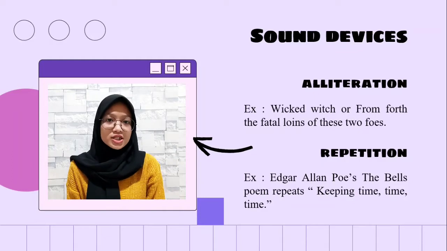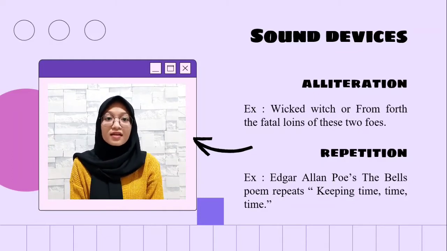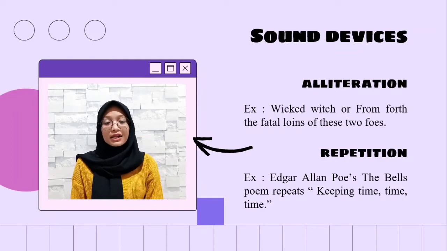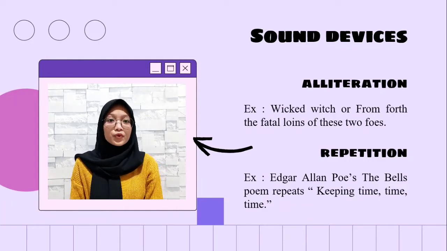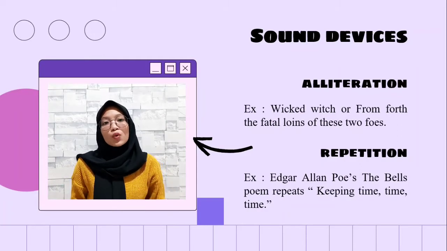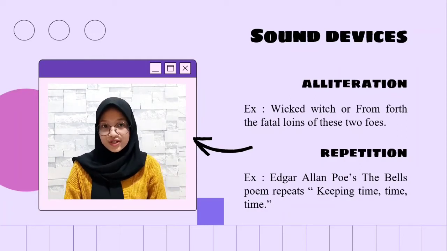First is alliteration. Alliteration is a sound device that layers some additional meaning on top of the literal language of the text. It occurs when a series of words start with the same letter sound. For example, "wicked, which are forth the fatal lines of these two voices."